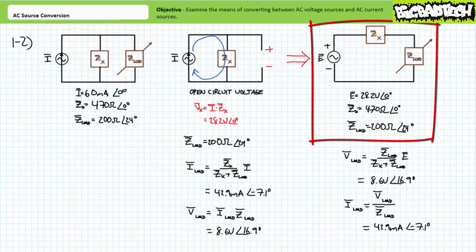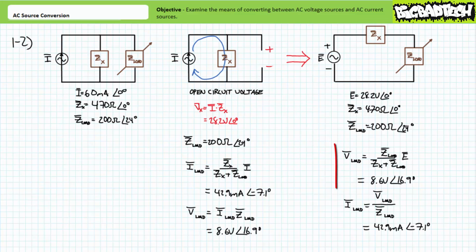We know applied voltage, and we know both impedances in a series combination of two elements. An application of the AC voltage divider rule demonstrates voltage across the variable load impedance will be 8.6 volts at an angle of 16.9 degrees. A subsequent application of Ohm's law demonstrates current through the variable load impedance will be 42.9 milliamperes at an angle of negative 7.1 degrees. Equivalency has indeed been maintained, and the variable load impedance is none the wiser to the substitution. Alright, that's about it for now.